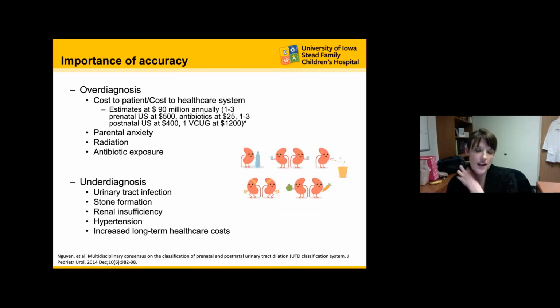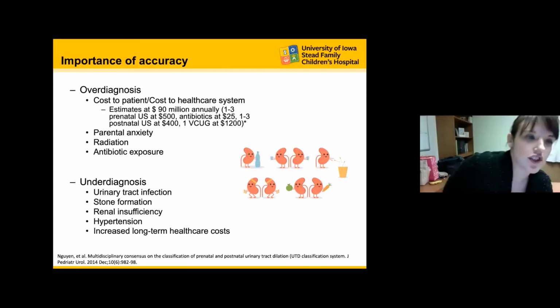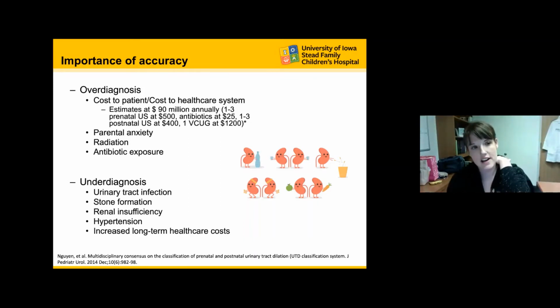These recommendations just illustrate the need for an accurate and standardized system from the prenatal setting to the postnatal setting when diagnosing these kids. If we are overdiagnosing urologic pathology when children are diagnosed with prenatal hydronephrosis, this is a cost to the patient and this is a cost to the healthcare system.